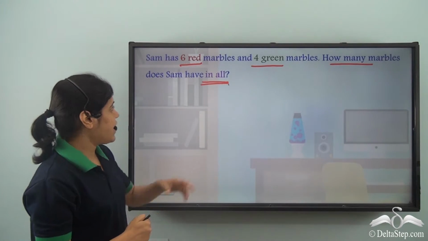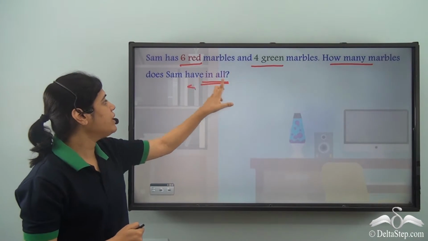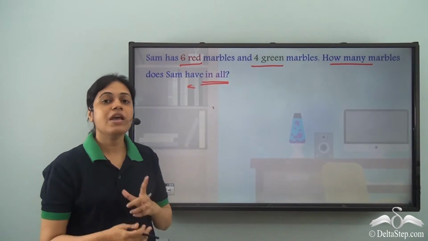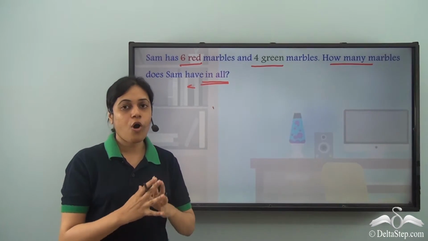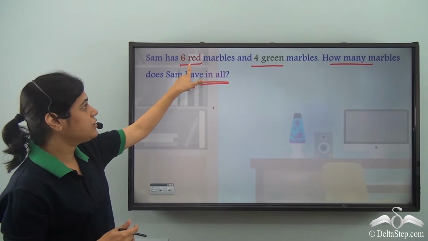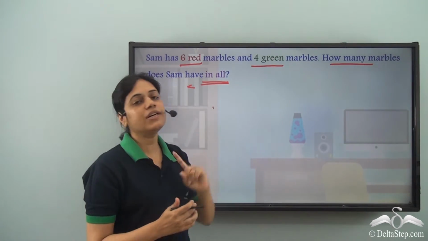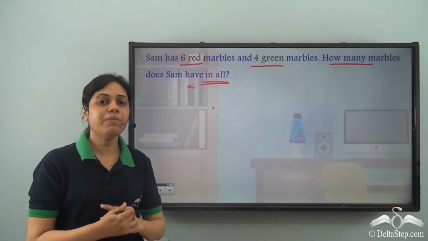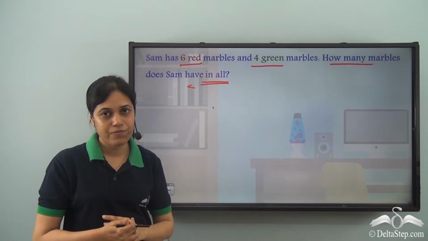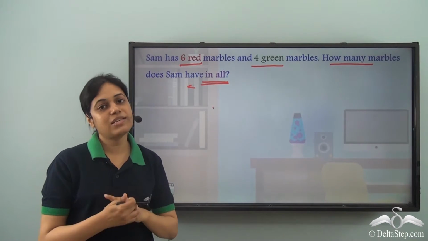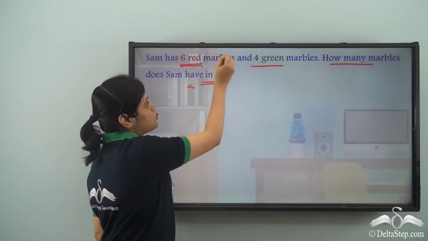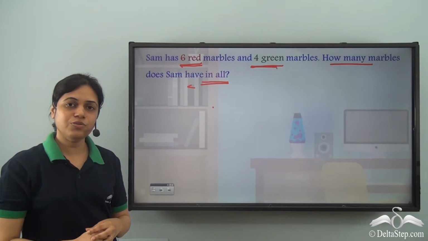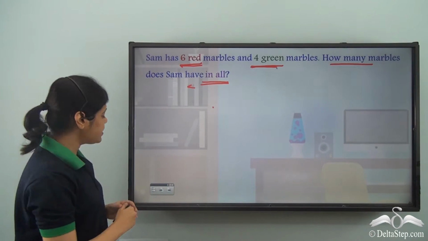So once again, we need to find how many marbles Sam has in all, which means altogether, or if you put together the red marbles with the green marbles, how many marbles will Sam have? Putting together is addition. So in this case as well, we need to add these two. So let's solve this word problem.